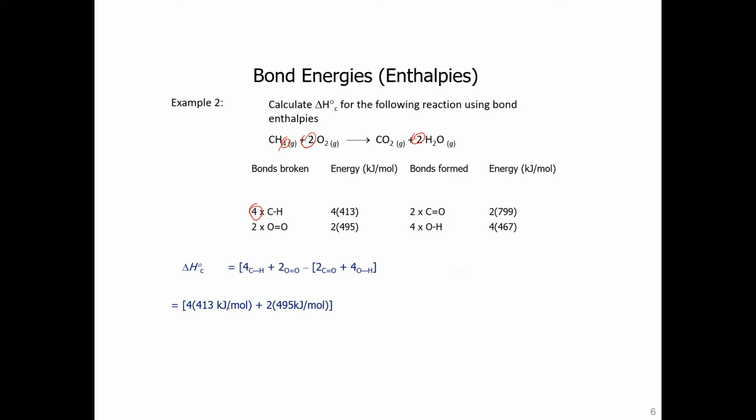4 times 413 plus this, and then we subtract the long one. Yeah, just plug it in. Pretty simple, straightforward. And then we calculate the answer. We get negative 824.